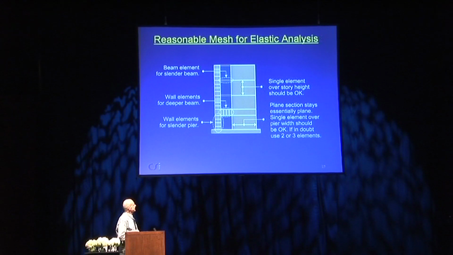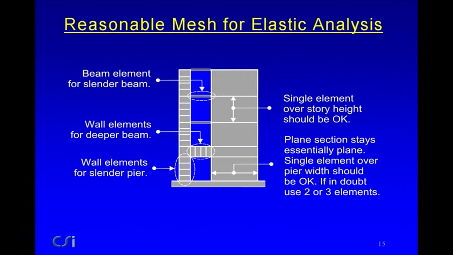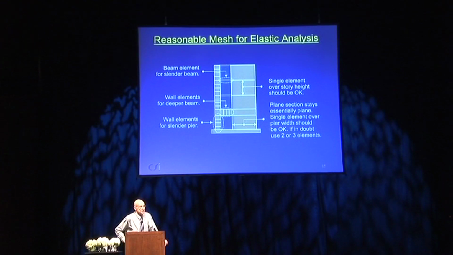Across the width, I've argued that plane sections remain essentially plane, so a single element over the shear width should be okay. You might think, gee, I really should have several elements over the width. I don't think so. 1's enough. If it's reasonable to assume plane sections remain plane, and I think it is, 1 element should be enough. If in doubt, you might use 2 or 3 elements. I'd be inclined not to.